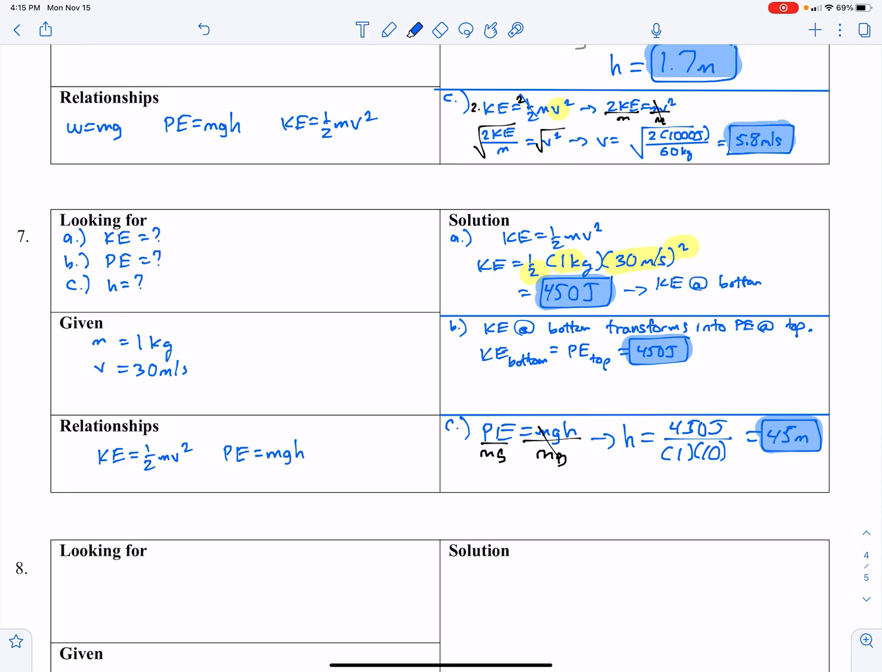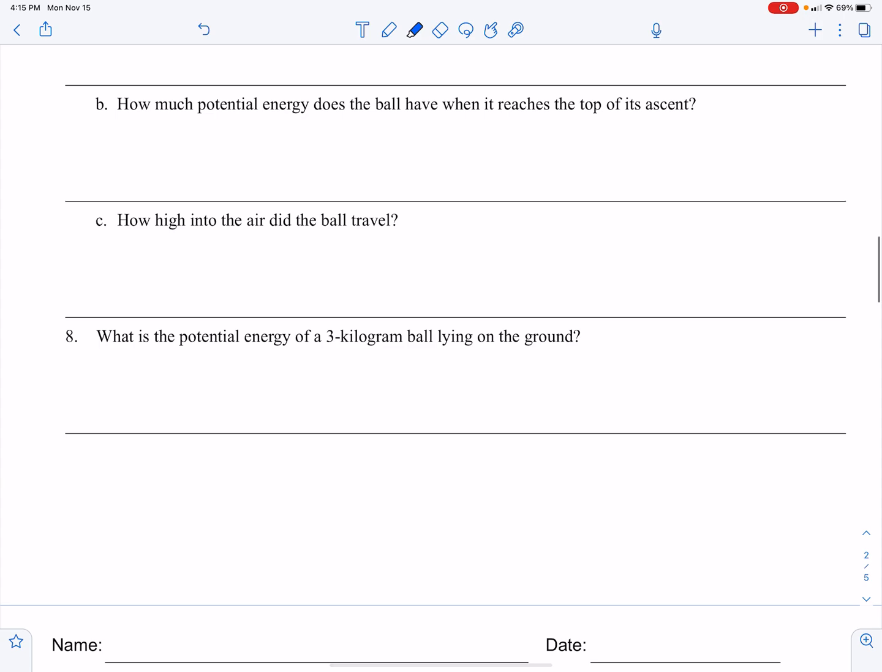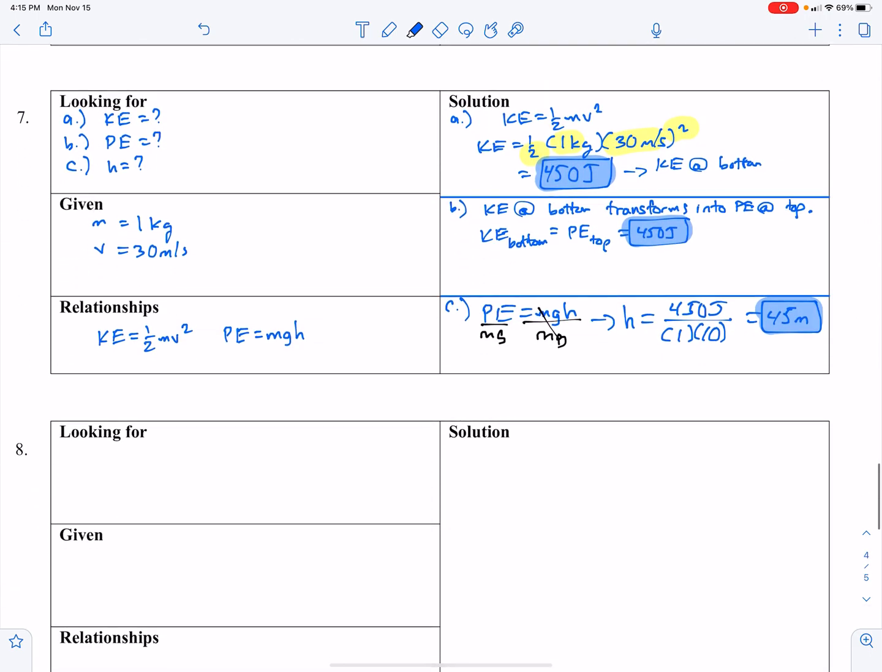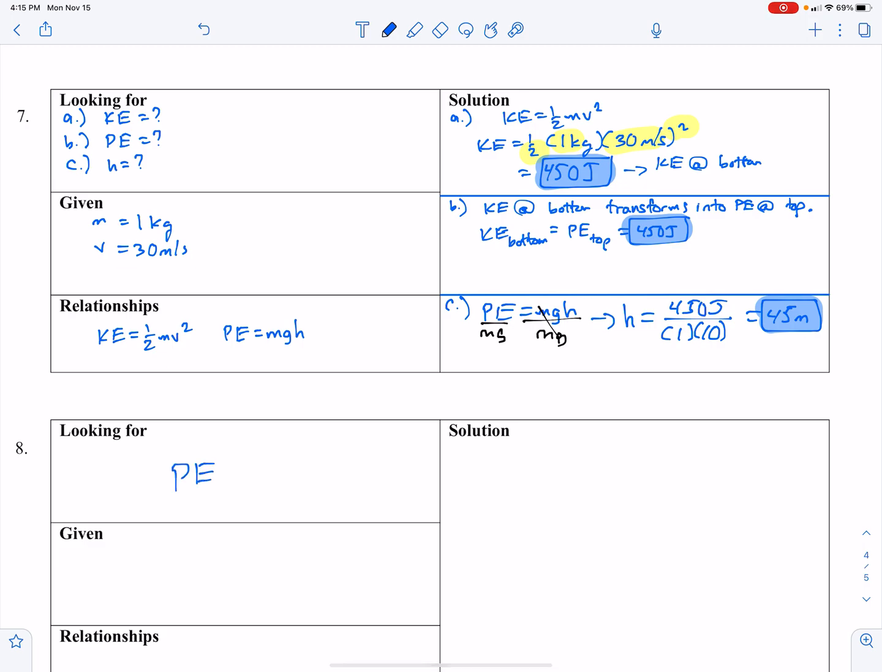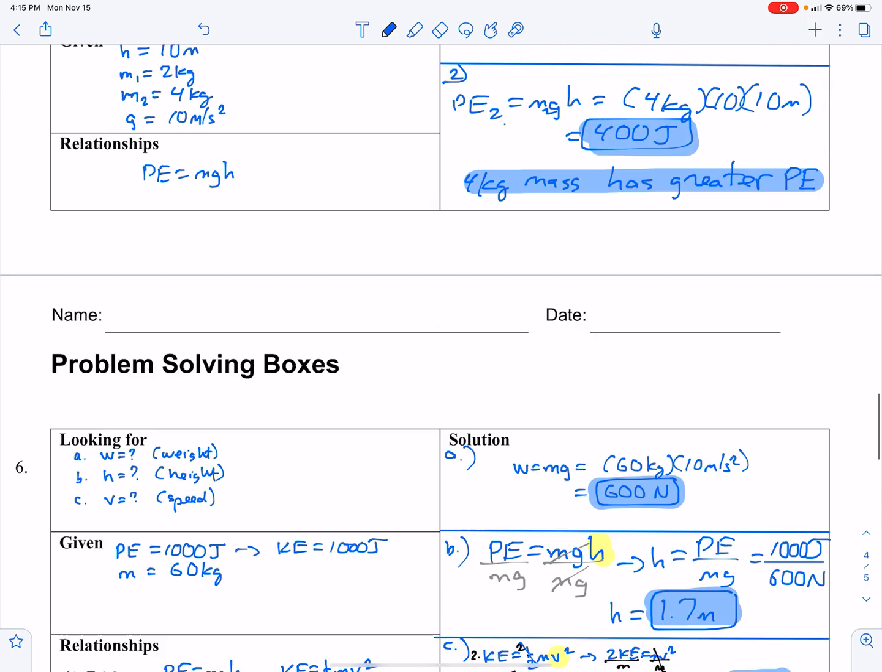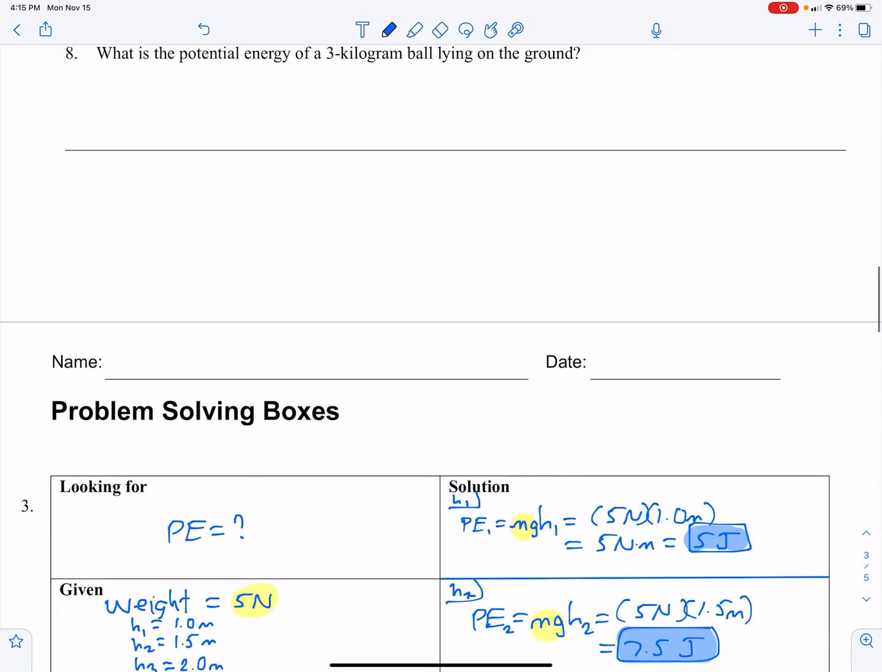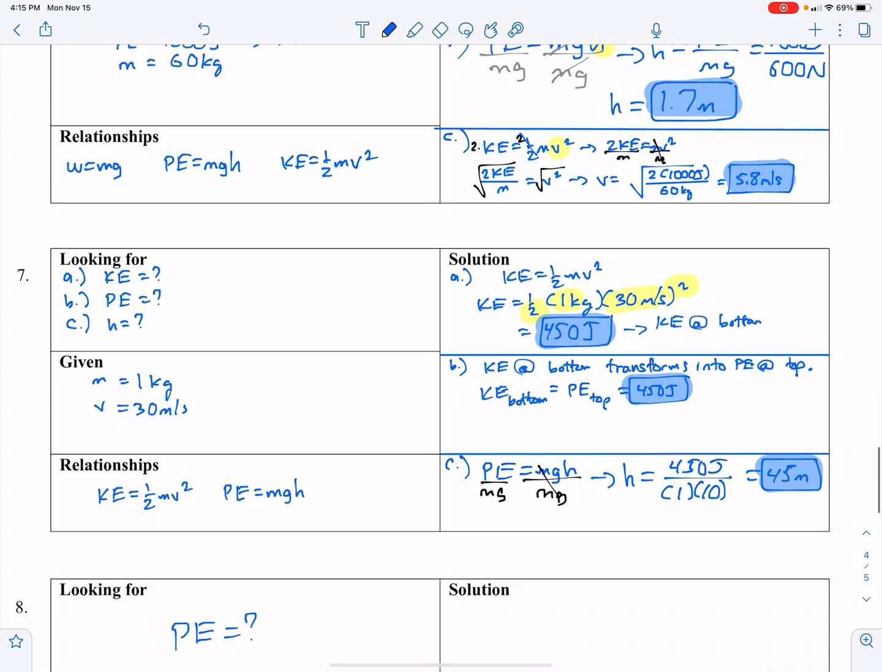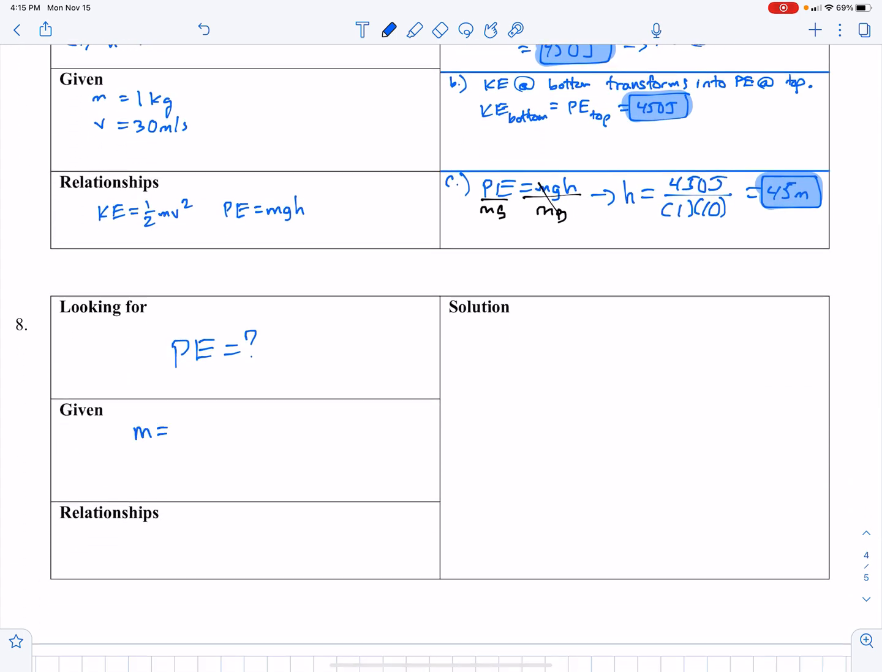Let's take a look at number 8. What is the potential energy of a 3 kilogram ball lying on the ground? So we're looking for potential energy. We were told that it was a 3 kilogram ball. g is always known to us, but we're told about the ground. The ground would be an indication of height equals 0 meters.